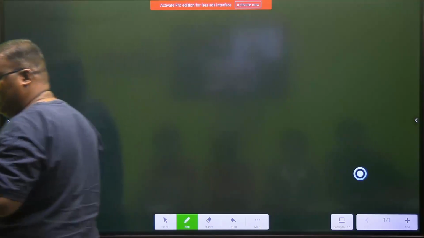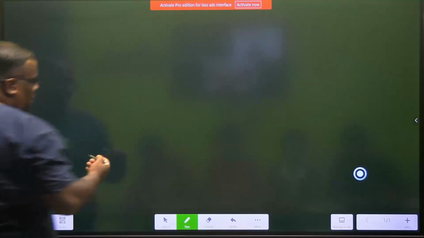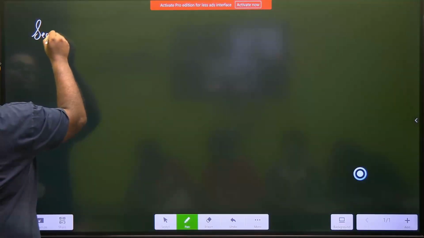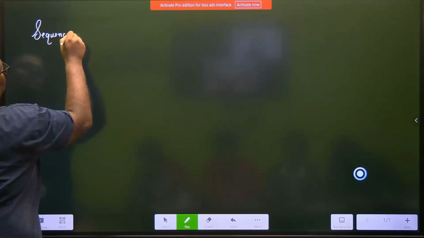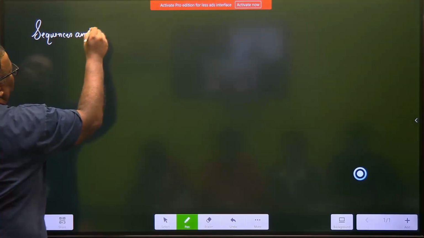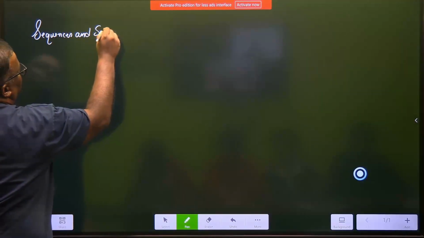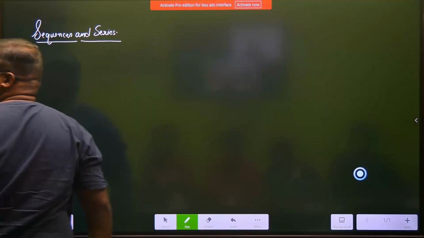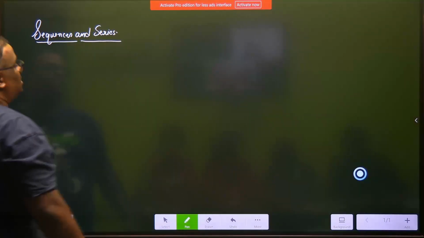New chapter, arithmetic progression. So the broad family under which these things are studied are known as sequences and series. Sequences and series.